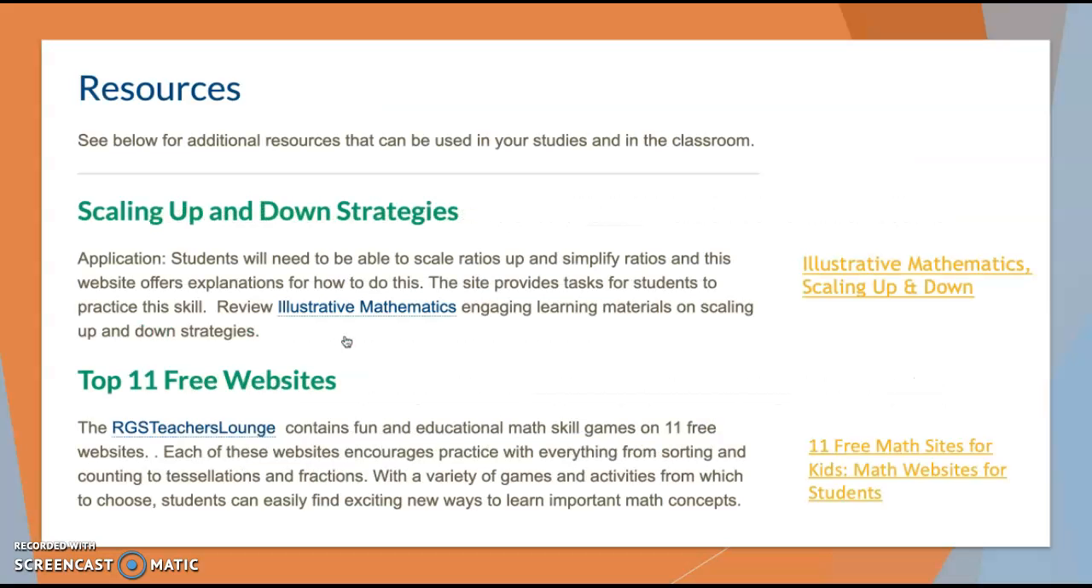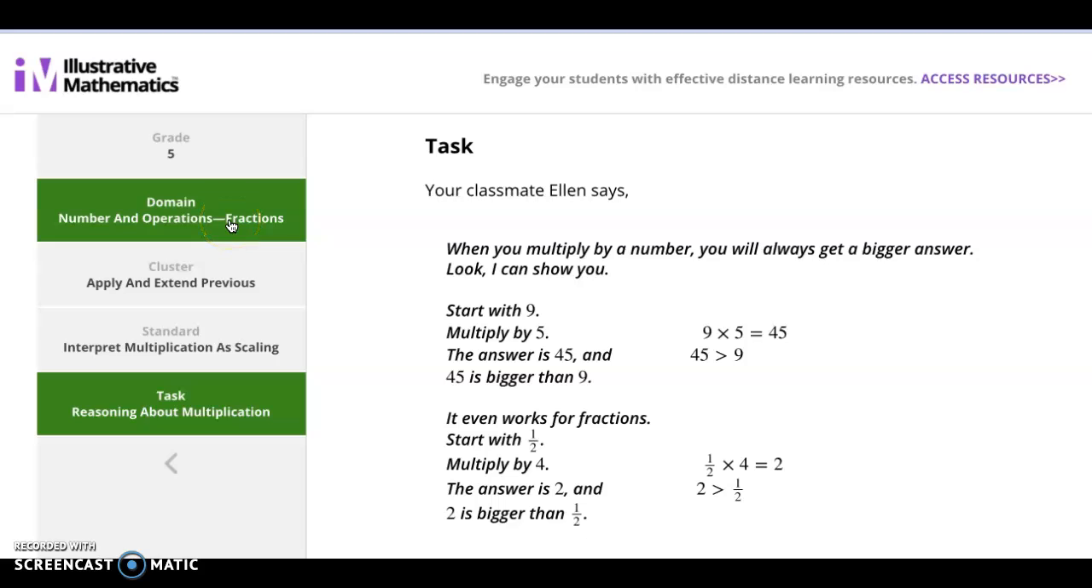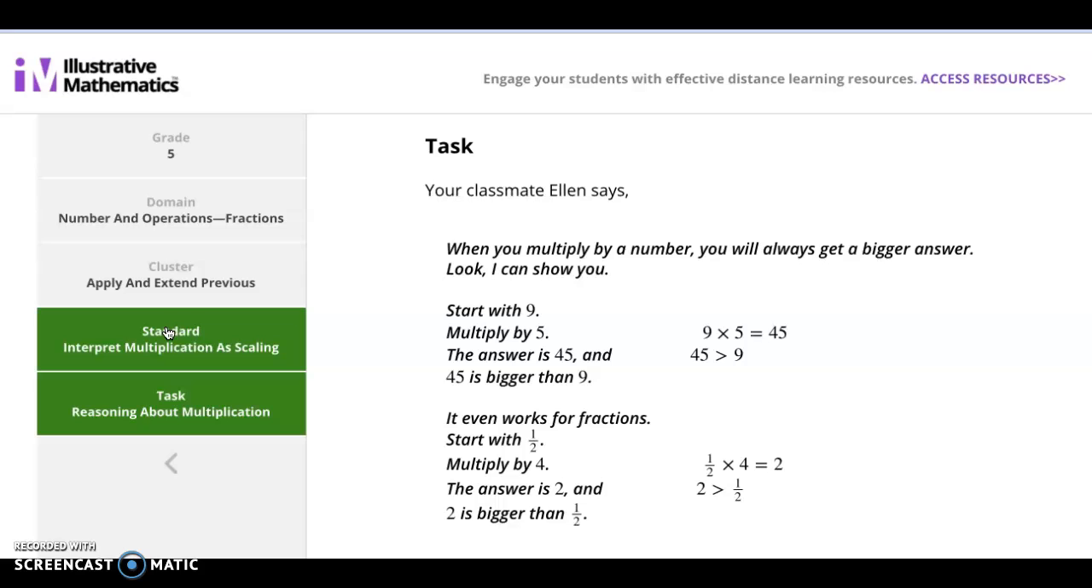Okay, so again, there are resources. Scaling up and down. And the last one here is some free websites. So let's review Illustrative Mathematics, and we'll move to that. So this is a different website. It's called Illustrative Mathematics. And this site, again, as typical, gives you the grade level, the domain, and then it starts to tell you about the cluster and even the standard.